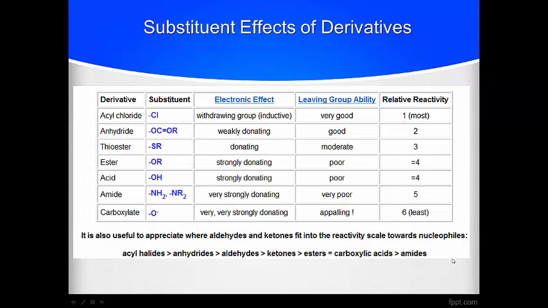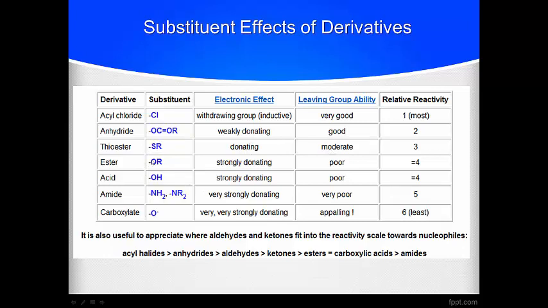So let's look at the substituent effects of derivatives. If we have a carbonyl with a chlorine attached to it, it's a withdrawing group, so it's what we call inductive, which we'll talk a bit more about next week. And it's a very good leaving group, so it's the most reactive. Our anhydride is weakly donating, and it's a good leaving group. Our thioester is donating, and it's a moderate leaving group.